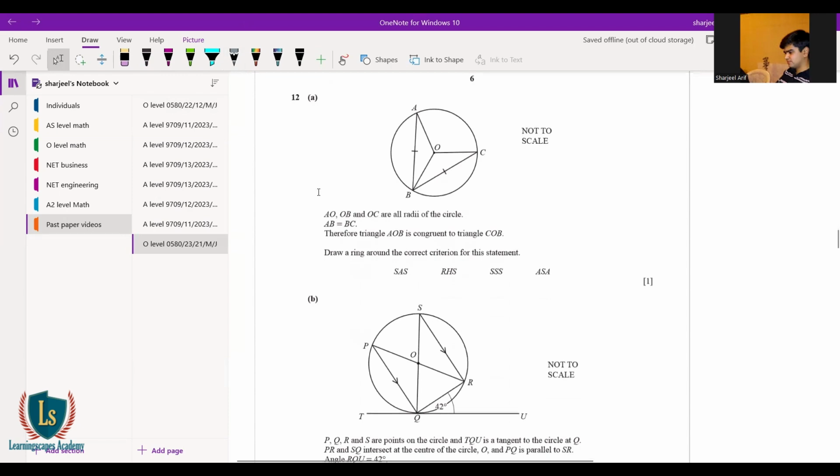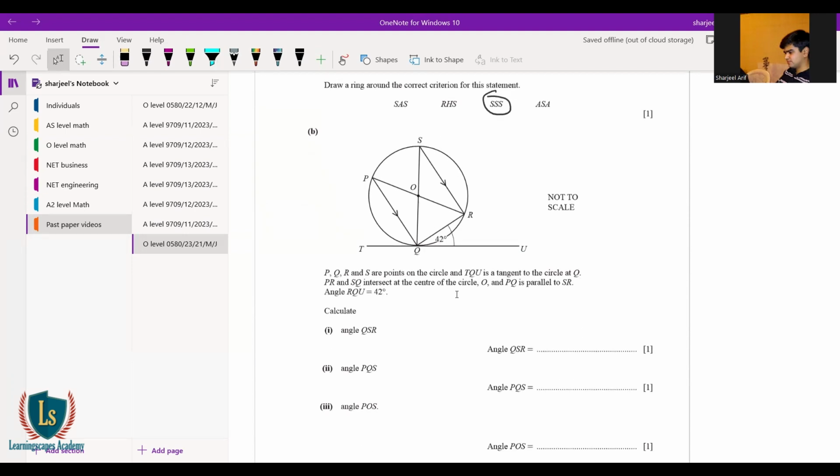In this one, we have AO, OB, and OC are all the radii of the circle. We have AB is equal to BC. This is given. Therefore, AOB is congruent to triangle COB. We have to circle the option which criteria satisfy them. So in this case, we have OA radius, OB radius, and OC radius. And AB and BC are equal, which is given. So the 3 sides are equal. We will mention it is side, side, side. So this is the answer.